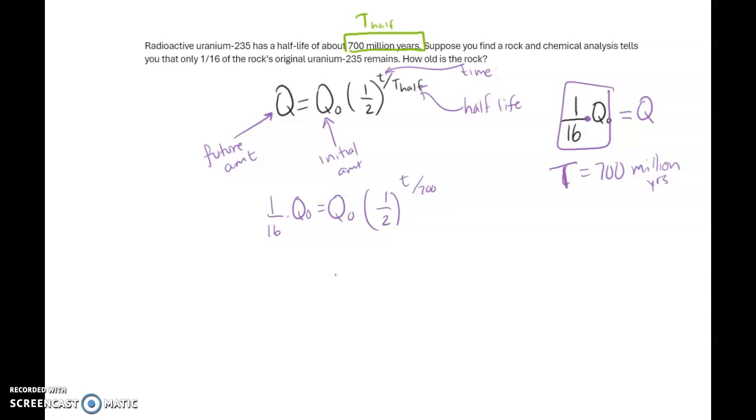So now that I'm at this point, I've got two unknowns here, and I can't solve something with two unknowns. So what I'm going to do is see that they both have Q sub 0. I'm going to try to divide this out here, and look what happens. It divides out of both sides, and I'm left with this: 1/16 is equal to 1/2 to the T over 7.